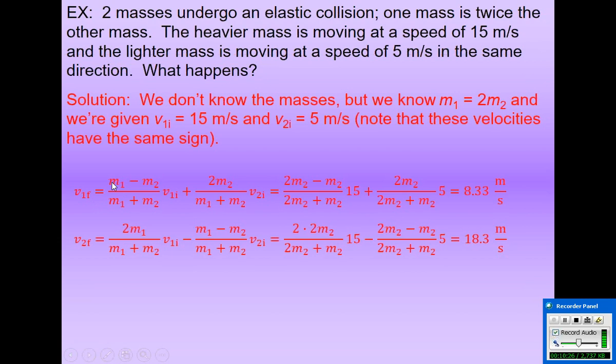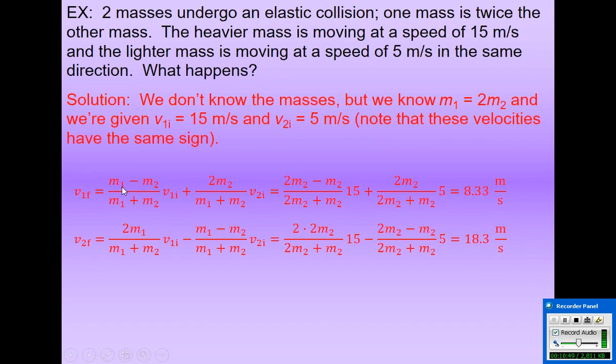Then I plug into my equations. Make sure that you have assigned each velocity correctly to each object. So the heavy mass has a speed of 15 meters per second. If M1 is the heavy mass, then V1 initial is 15 meters per second. And that leaves V2 initial as 5 meters per second. And then you plug in.